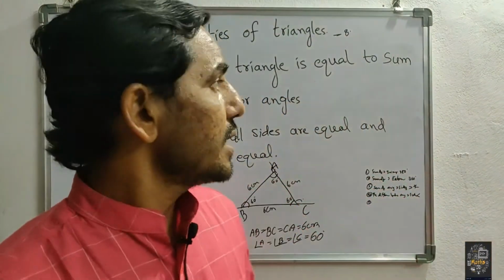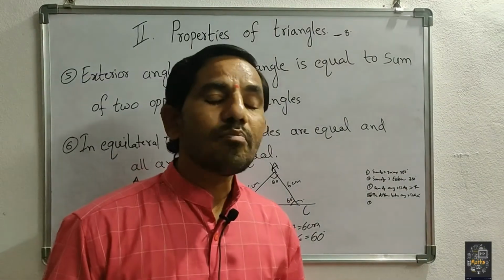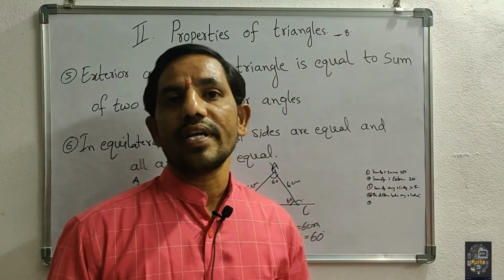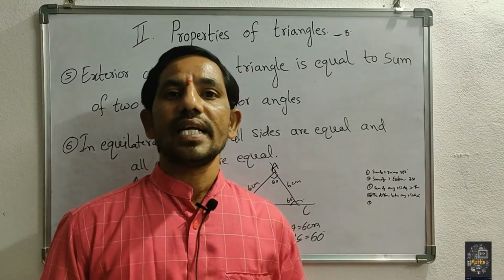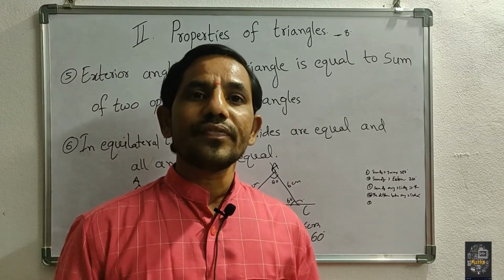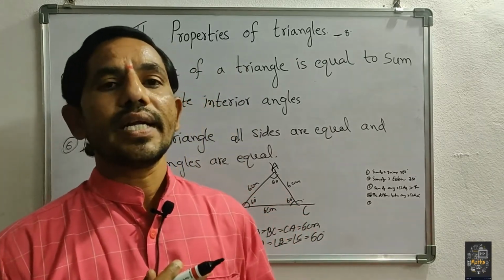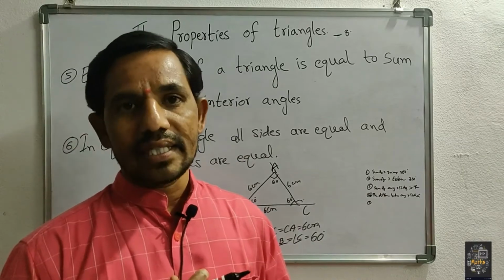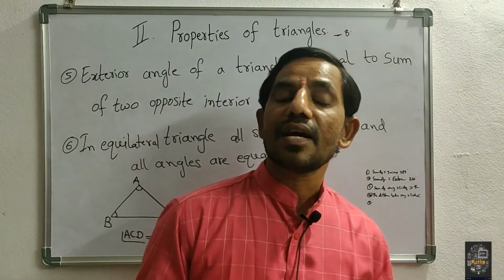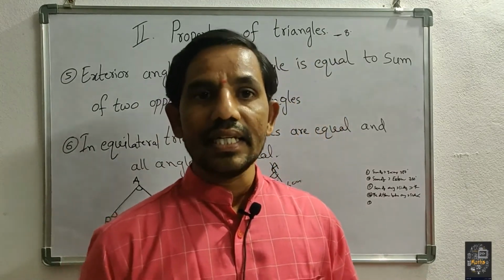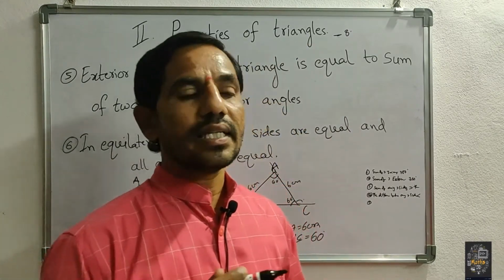Okay na? Next once again repeat first one. Properties again once again I will repeat. Sum of three interior angles of a triangle is 180 degrees or two right angles or one straight angle. This is the first one. Second one, sum of three exterior angles of a triangle is 360 degrees or four right angles or two straight angles. That is the second one.